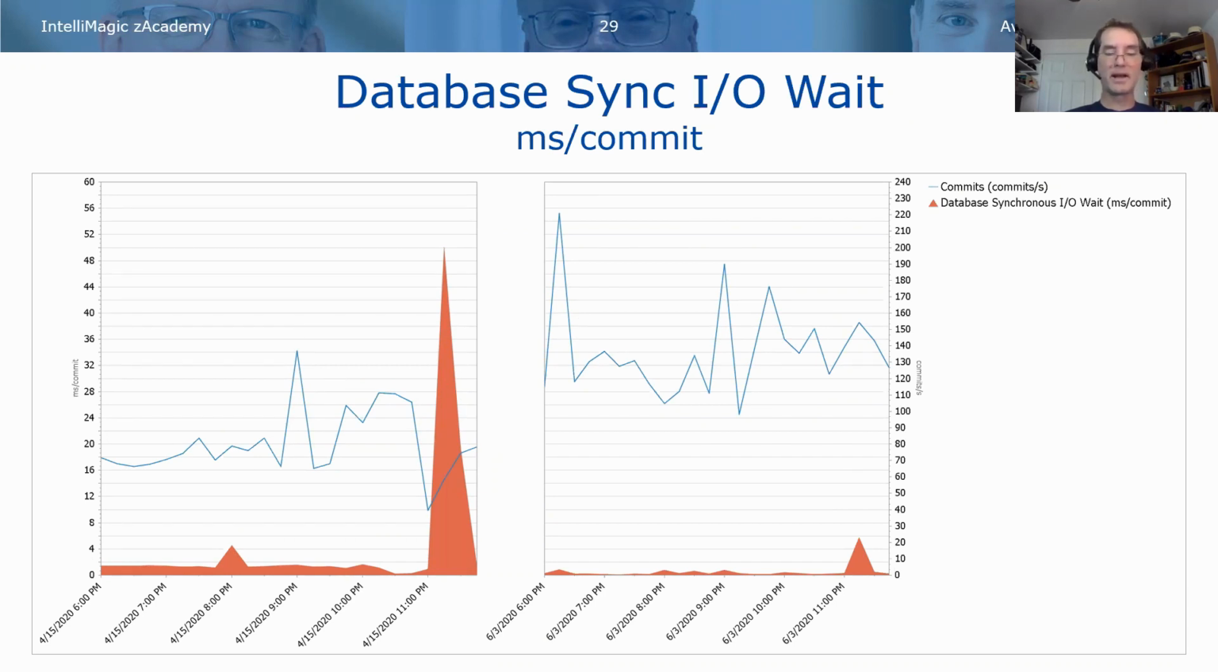About 50 milliseconds per commit down to about 20, or no, down to about 6. I keep mixing up the two axes. I mean, it's literally day and night. And that is quite often, as was in this example, the largest component of a DB2 transaction.